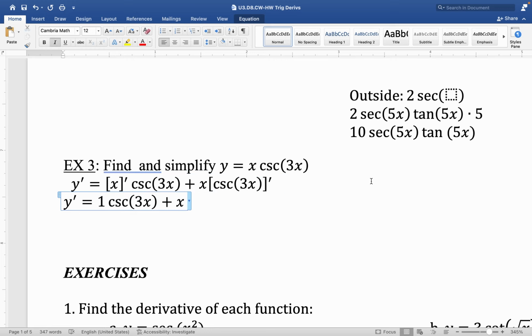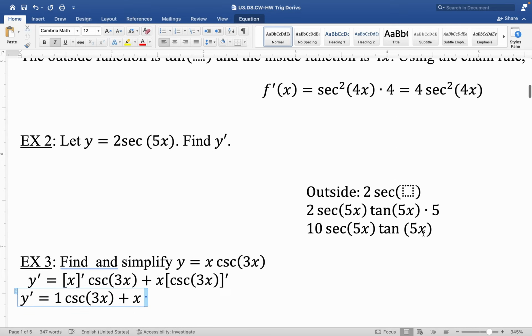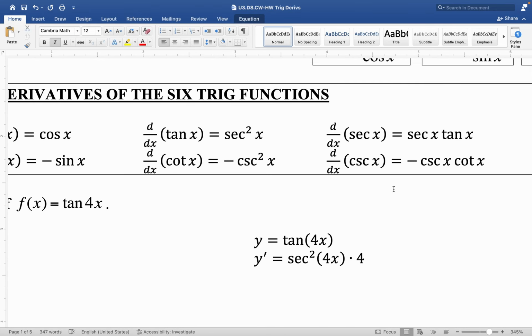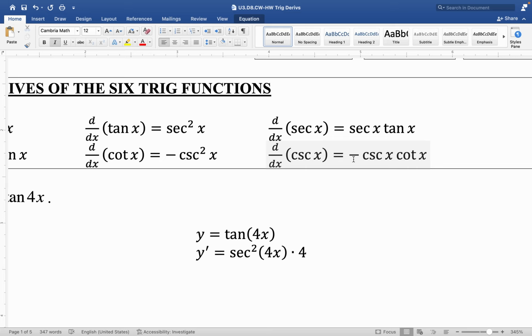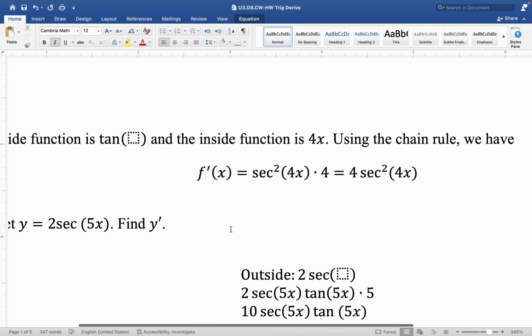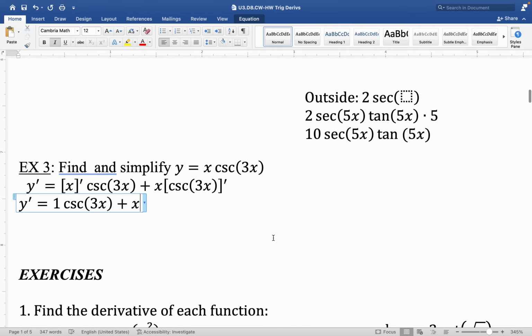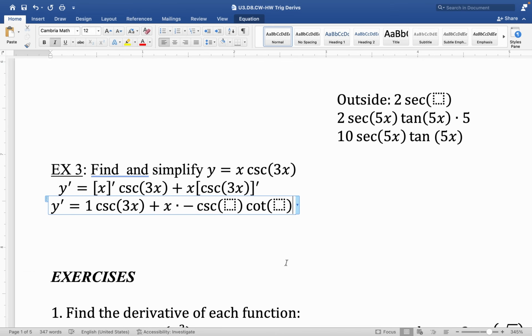So what's the derivative of cosecant blank? Well, we should remind ourselves what's the derivative of cosecant. The derivative of cosecant is negative cosecant times cotangent. So the derivative of cosecant blank must be negative cosecant blank times cotangent blank. So let's go ahead and write that down. So we're going to get times negative cosecant blank cotangent blank. So that's the derivative of the outside function.